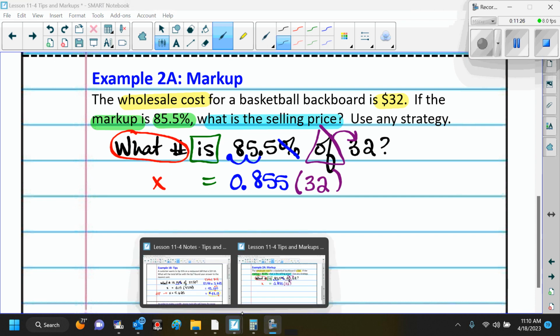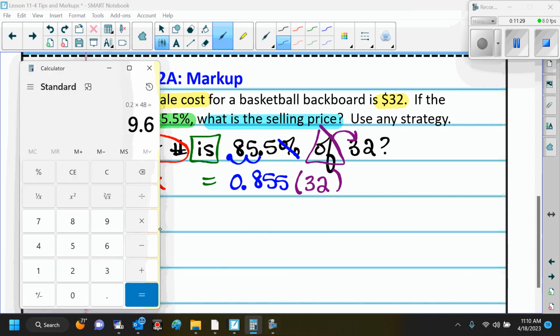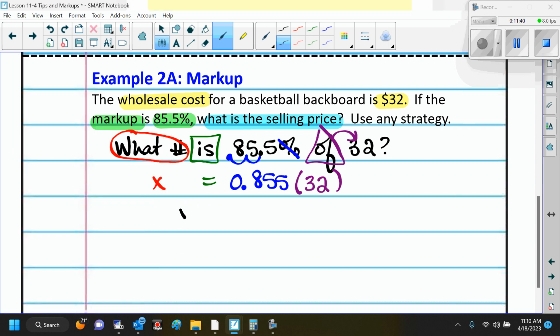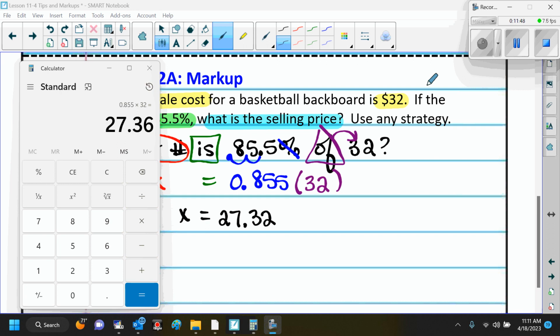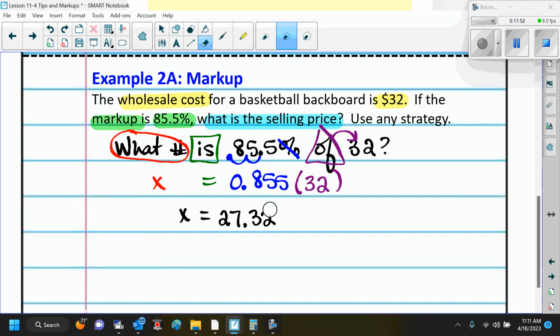So now we're just going to use our calculator to multiply. So we have 0.855 times 32, and that gives us, very good, x is equal to $27.36. So that's 36 cents. Now, that is the markup, right? So this is the markup.